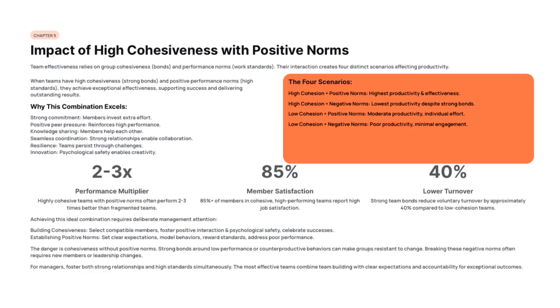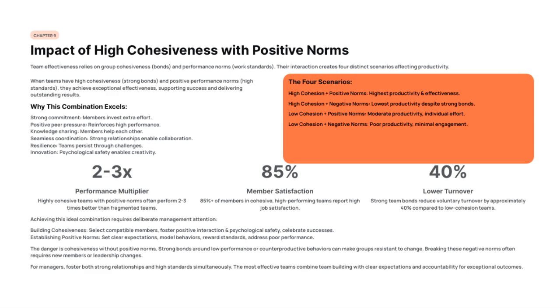For instance, teams with strong bonds tend to have about 40% lower voluntary turnover, meaning people are more likely to stay. Over 85% of members in such high-performing teams report high job satisfaction, which is a great indicator of engagement. Moreover, highly cohesive teams with positive norms often perform 2 to 3 times better than fragmented teams. Conversely, if cohesion is high but norms are negative, productivity can suffer despite the strong bonds. The worst scenario is low cohesion combined with negative norms, leading to poor productivity and minimal engagement.